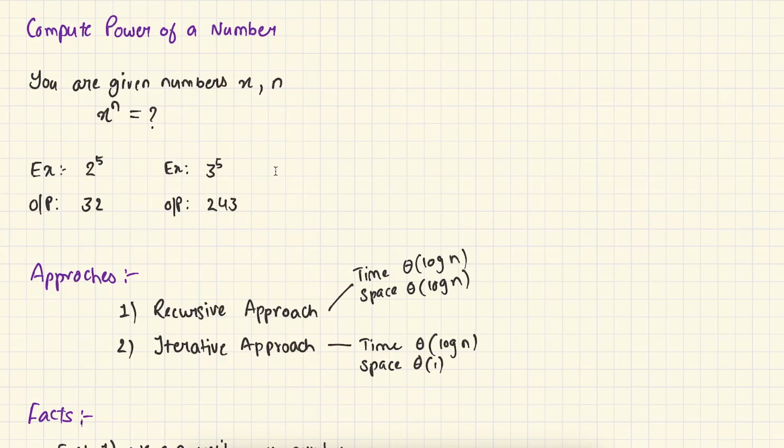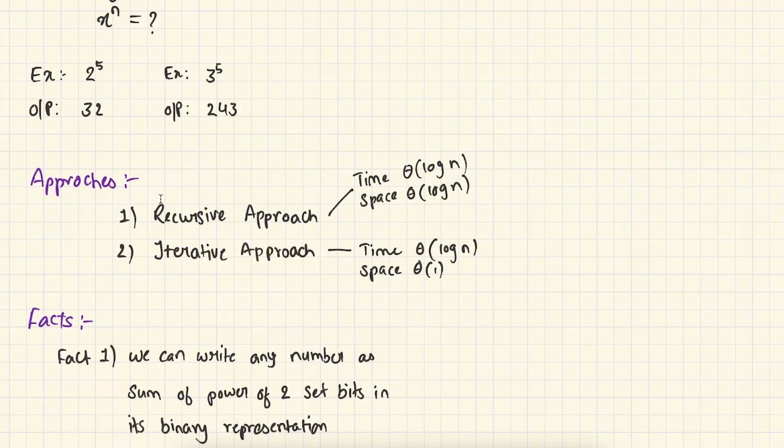So let's get started. The problem is: you are given two numbers x and n, and you want to compute x to the power n. For example, if x is 2 and n is 5, then 2 to the power 5 is 32. And if x is 3 and n is 5, then 3 to the power 5 is 243.